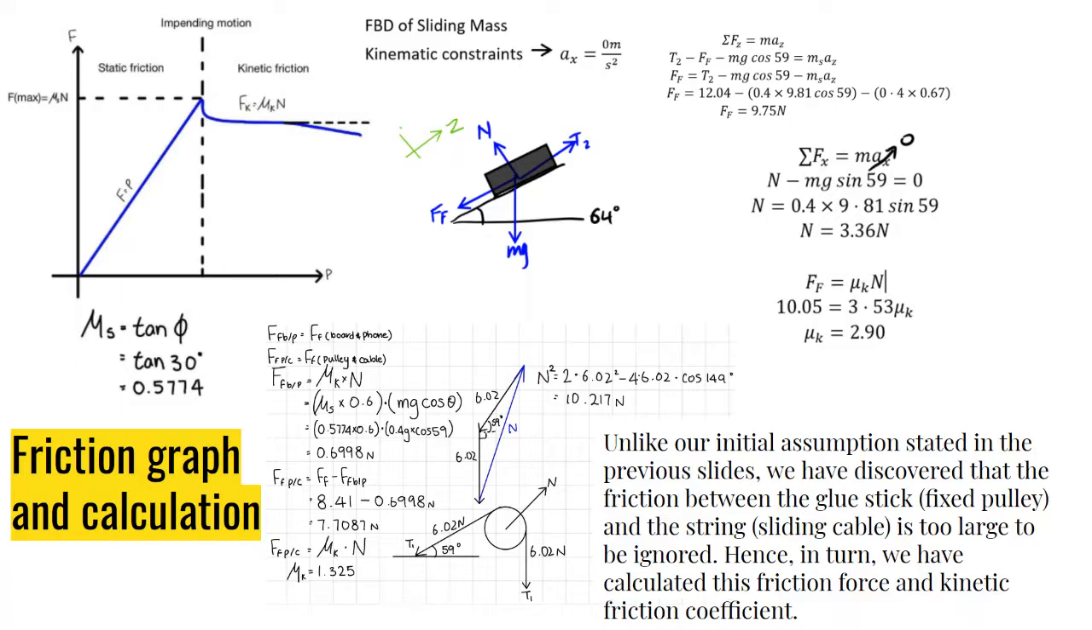Hence, in the middle of the bottom of the slide, we have the calculation of the friction force between the board and the phone when we assume the kinetic friction coefficient is 60% of the static friction coefficient, thus subsequently allowing us to calculate the friction force between the fixed pulley and the sliding cable, which comes to 7.7087 newtons. Then when we consider the fixed pulley's free body diagram, we can calculate the reaction force N using force vectors and cosine rule to calculate the kinetic friction coefficient of the pulley and the cable to be 1.325.